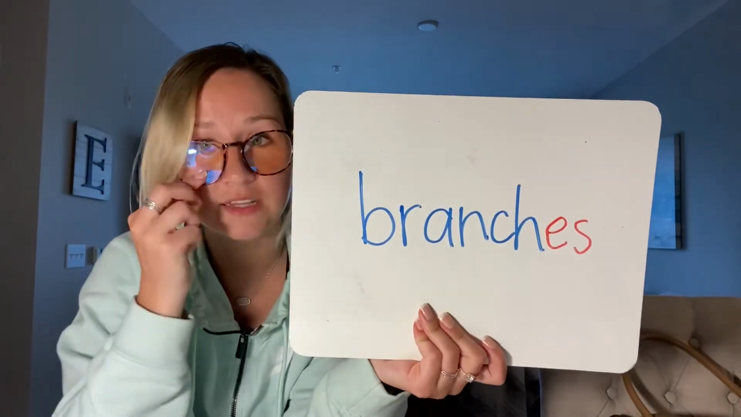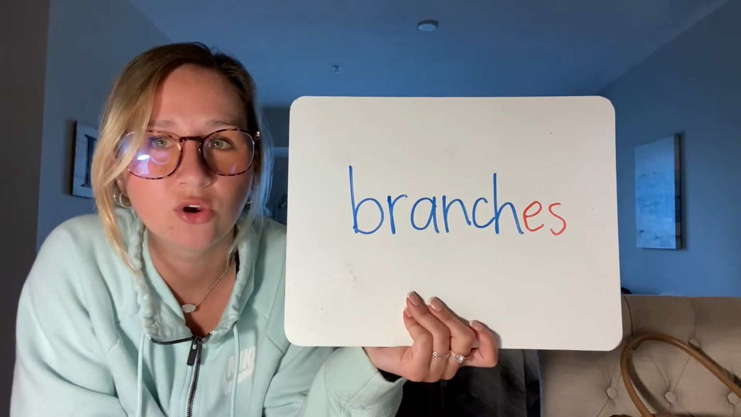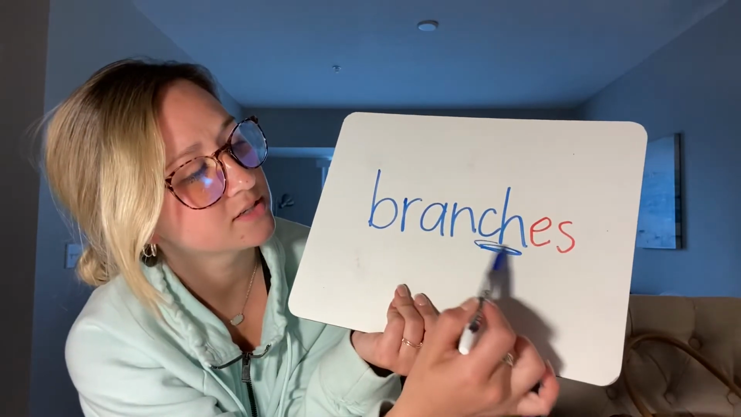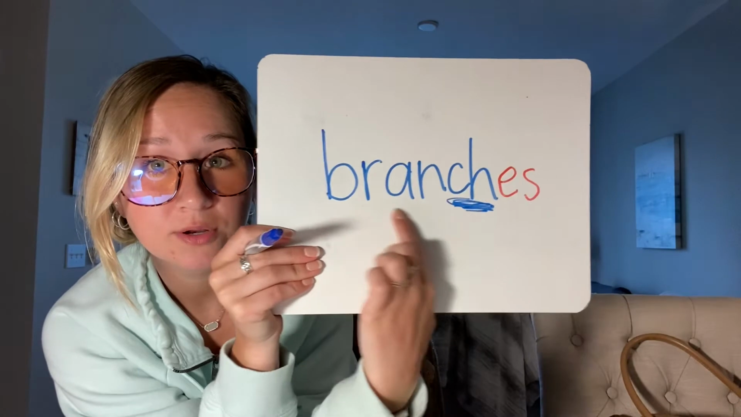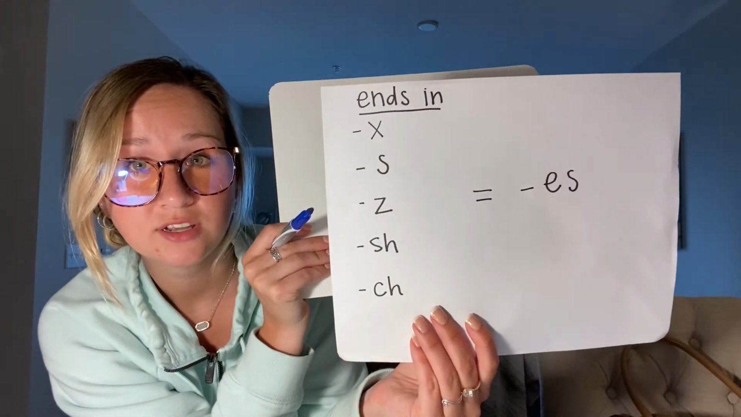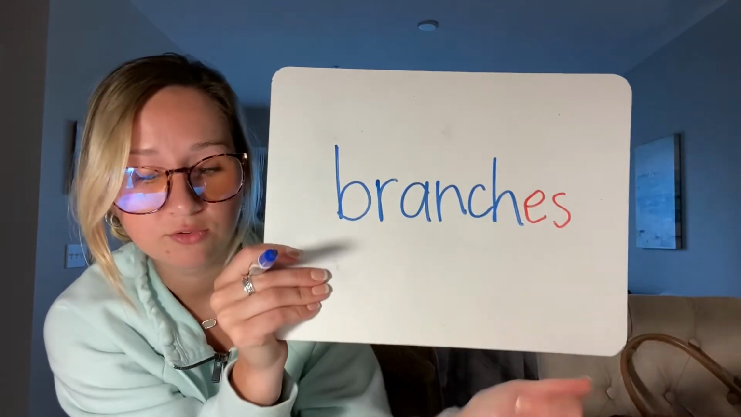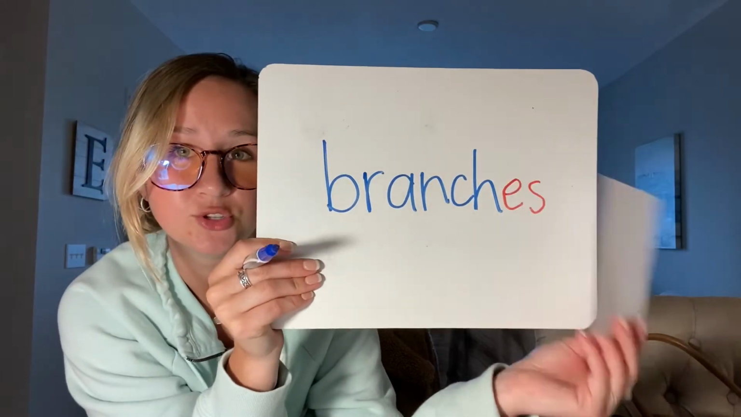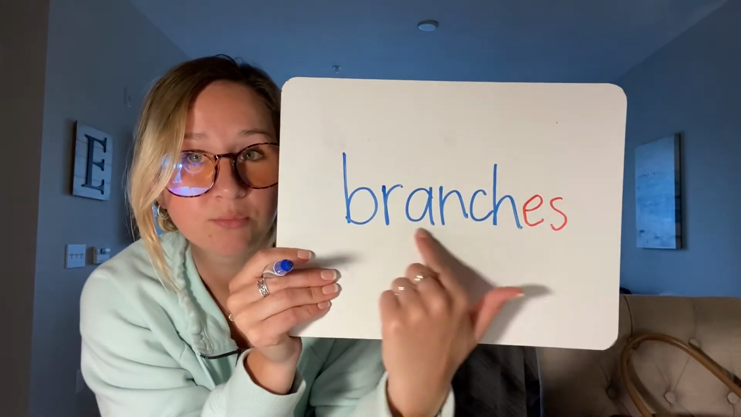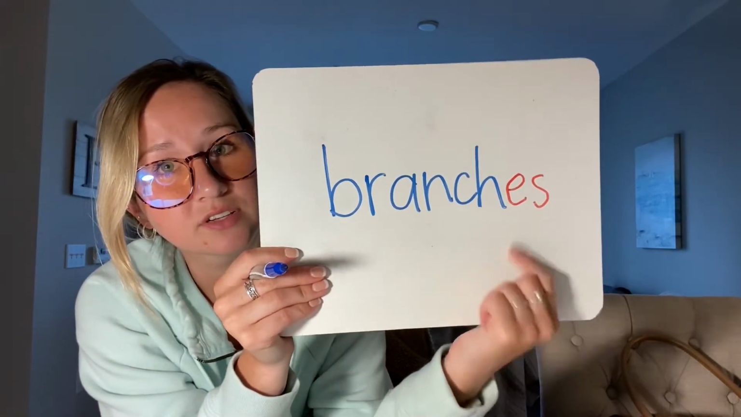So how did we know that it needed the ES suffix? What clue did we see to know that we should add the ES? Because of this trusty CH at the end. Our base word, branch, ends with a CH. So you should have thought, oh, ends with a CH, so it gets the ES suffix. From branch, one branch, two branches, three branches. Because our base word branch ended with CH, you know to give it an ES suffix.